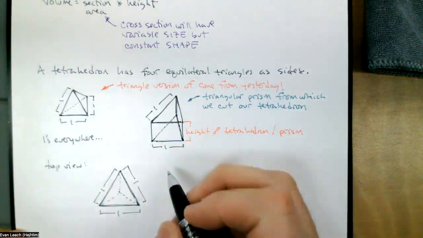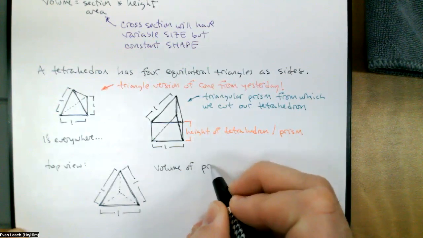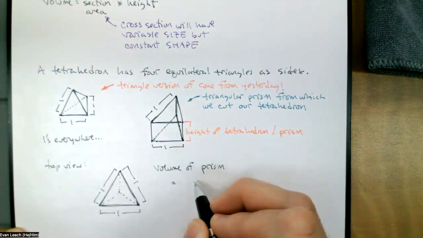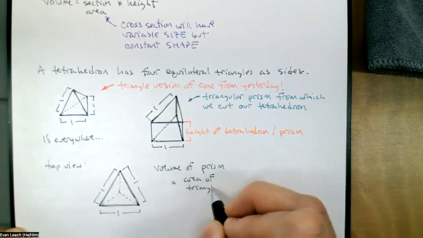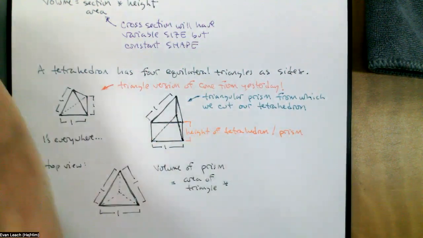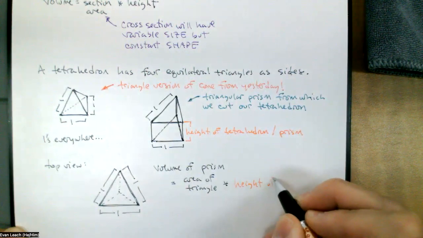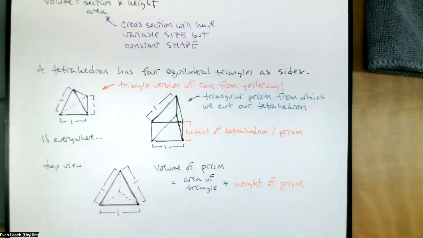So the volume of the tetrahedron, sorry, the volume of the prism will just be the area of the triangle multiplied by the height of the prism. I want to specify height of the prism rather than just say height, because I'm going to say height in the triangle. And then we have the height of the prism. So we distinguish between those two.